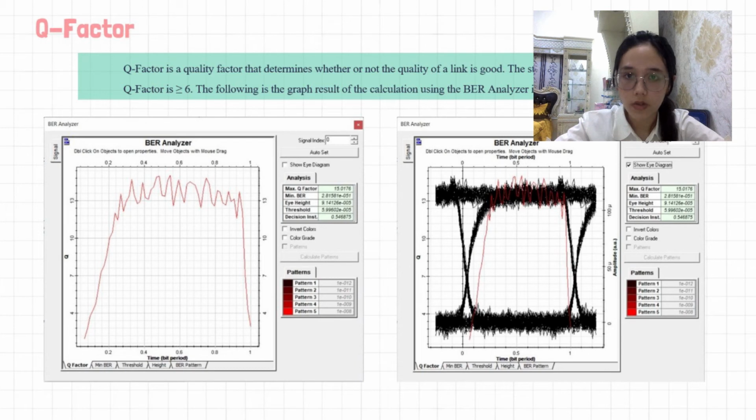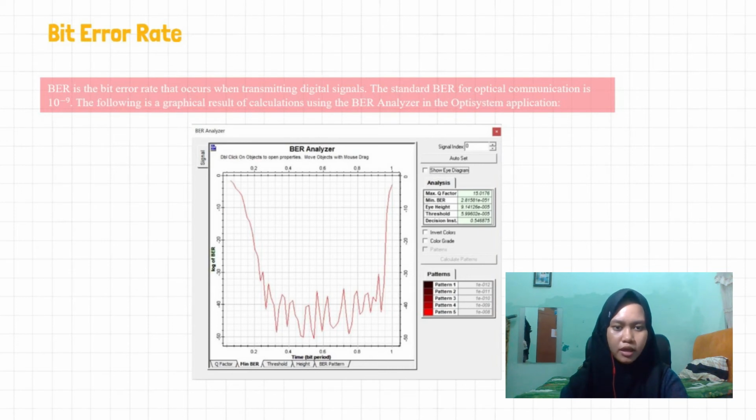Our diagram shows a well-produced eye diagram pattern, because the bigger the eye opening, as our diagram shows, the easier it is to detect the signals and the smaller the bit error rate. BER, or bit error rate, happens when transmitting digital signals, and the standard for BER is 10 to the power of minus 9. Here is the result of our design. As you can see from this picture, the minimum BER that we got is 2.8 times 10 to the power of minus 51, which means that our design has met the requirements.